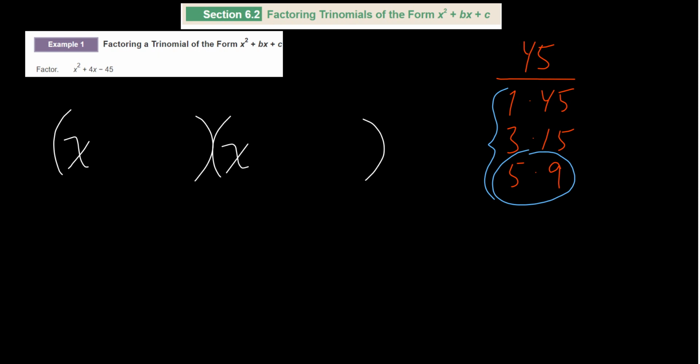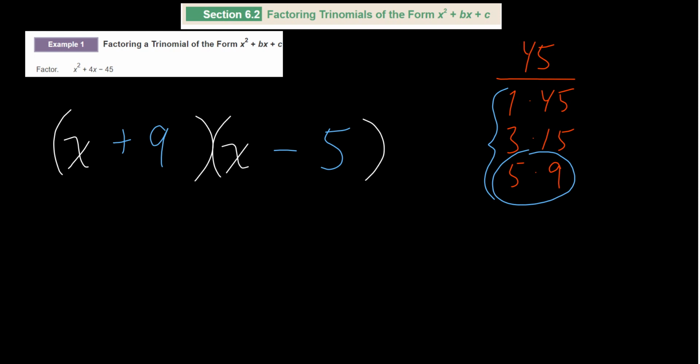Right? 9 times 5 will give me a positive 4. Perfect, right? So I need to have a positive 9 and a negative, did I say 4? I meant 5. Positive 9 and a negative 5, right? I know that a positive 9 and a negative 5 is a positive 4. I also know that a positive 9 times a negative 5 is a negative 45, right?